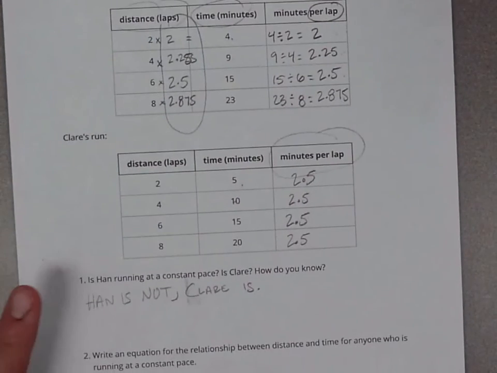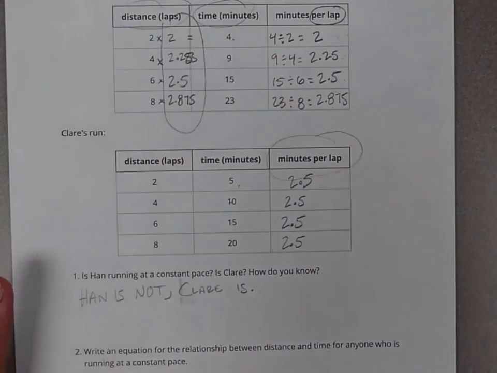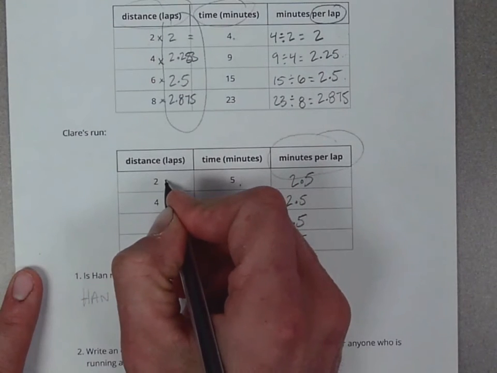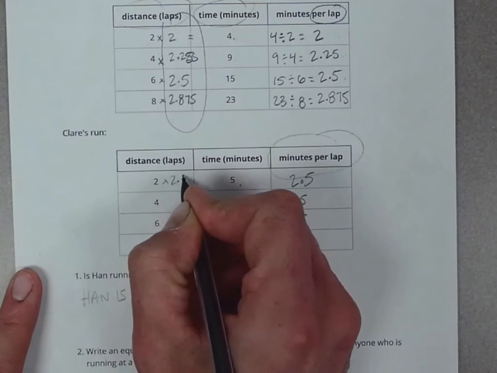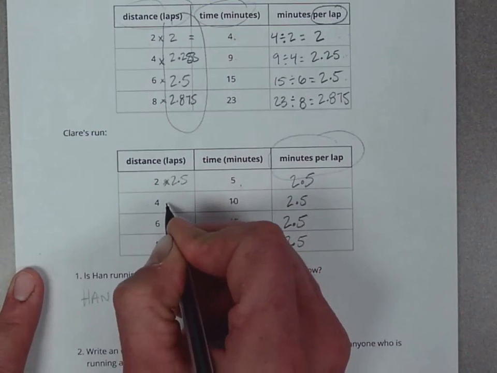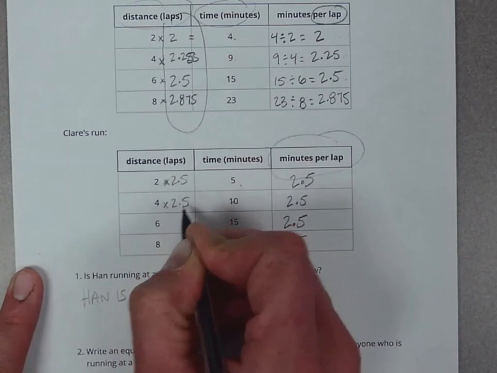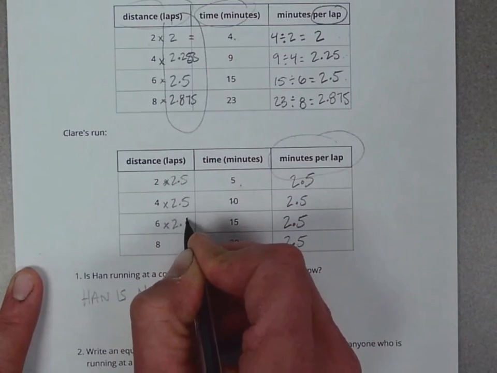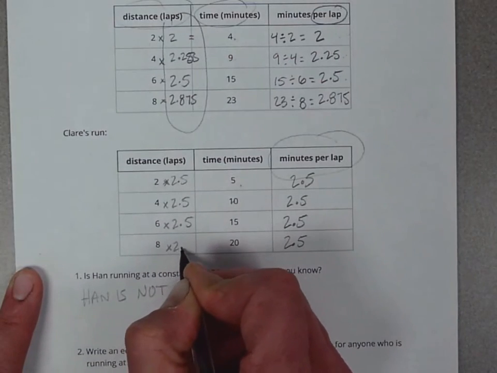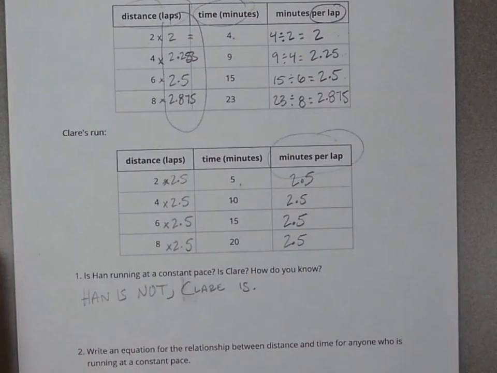Now Claire, on the other hand, she is just rock solid on her pacing. Every single lap, it's 2.5 minutes. So we multiply by 2.5 there, we multiply by 2.5 there, we multiply by 2.5 there, and we multiply by 2.5 there. So if I were to ask you, does Claire's run represent a proportional relationship between laps and minutes, or distance and time? It does, yeah.